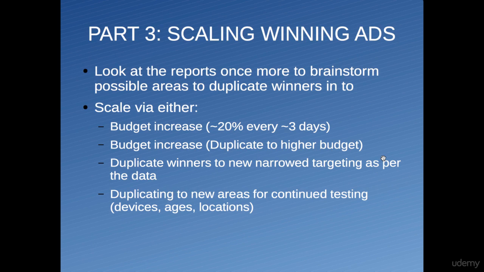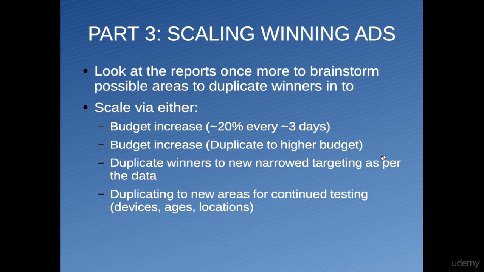So say we're running our ad sets at £5 a day, they're profitable, we duplicate the ad set and we put it at £10 a day or £20 a day or £25 a day. Or my favourite, which is the one I'm probably most likely to do in this campaign, duplicate winners to new narrow targeting as per the data, or duplicate the winners to new areas for continued testing.